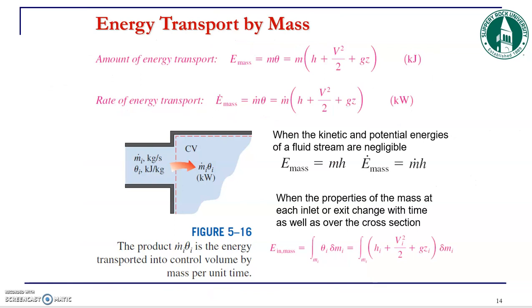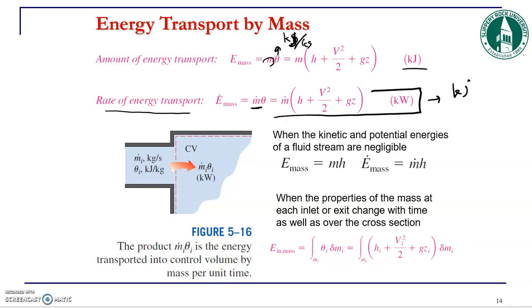And well, of course, we have the same relationships. If you want to write the amount of energy transport in kilojoule, you have to multiply it by mass. So that's theta is in kilojoule per kilogram again. If you multiply it by mass, then that's going to be just kilojoules, right? This is joules, sorry. So that would be kilojoule, and then if you want to write it in terms of rate, you put a dot on the top, and you have to multiply theta by m dot. So that's going to give you basically kilojoule per second or kilowatt. That's the same thing, right?